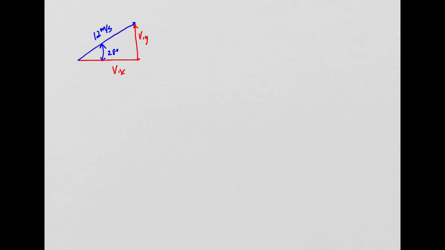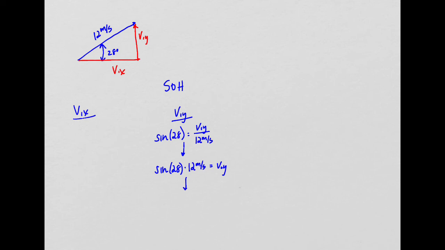All right, so let's do VIX, VIY. Sine is first, opposite over hypotenuse. So the sine of 28 degrees is equal to the opposite, which is VIY, over the hypotenuse, which is 12 meters per second. Multiply both sides by 12. Plug it into the calculator. We find that VIY is equal to 5.6 meters per second. So the initial vertical velocity is 5.6 meters per second.